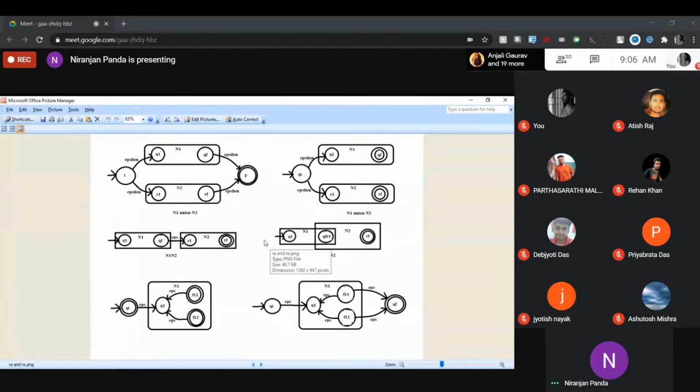Then here a picture is there for you. Is it visible to you? Here I have 6 pictures. Line number 1, that is the first 2 pictures, represents the union of 2 regular languages. Line number 2 represents the concatenation of 2 regular languages. The third row, that is the next 2 pictures, represents the Kleene star of 2 regular languages.